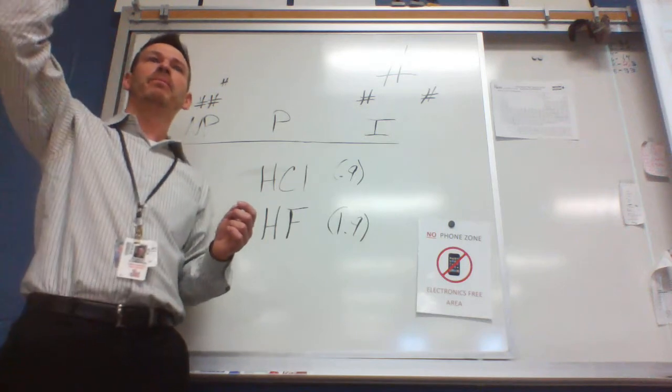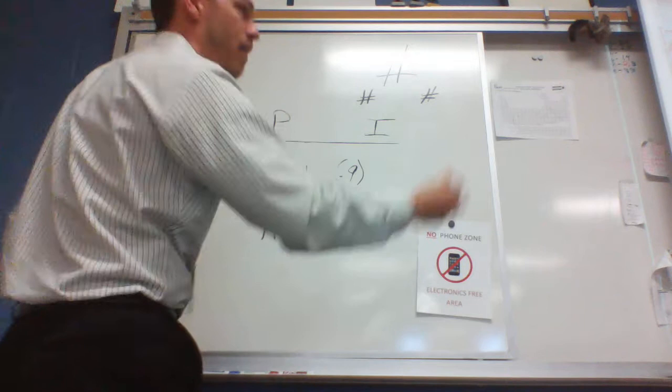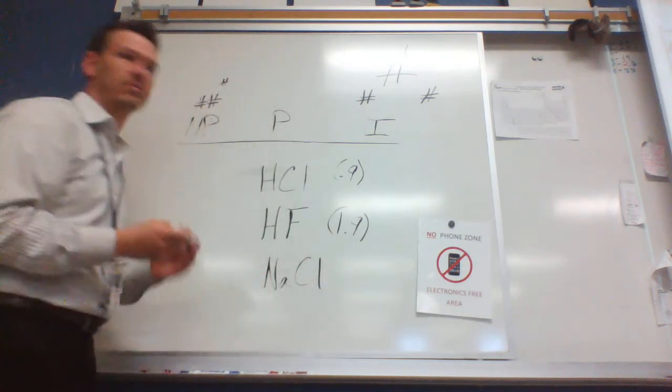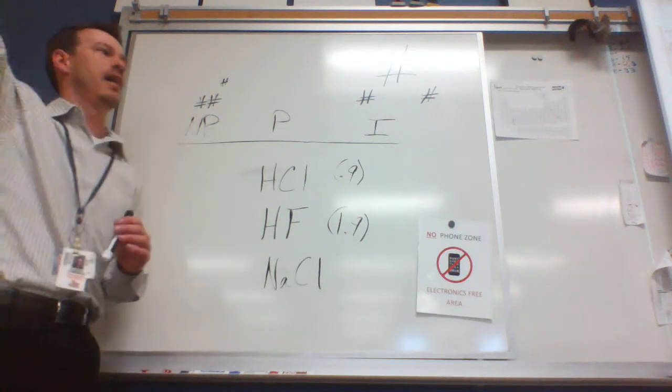Right, okay, so what's the order? The smallest is HCl, then HF, and then NaCl. This is the order from most covalent to most ionic. I see. To the last slide, please.